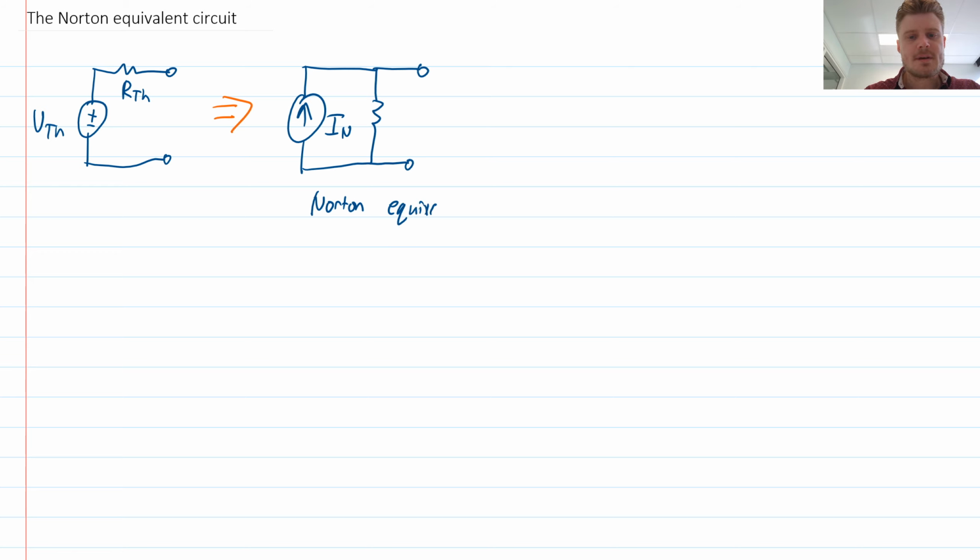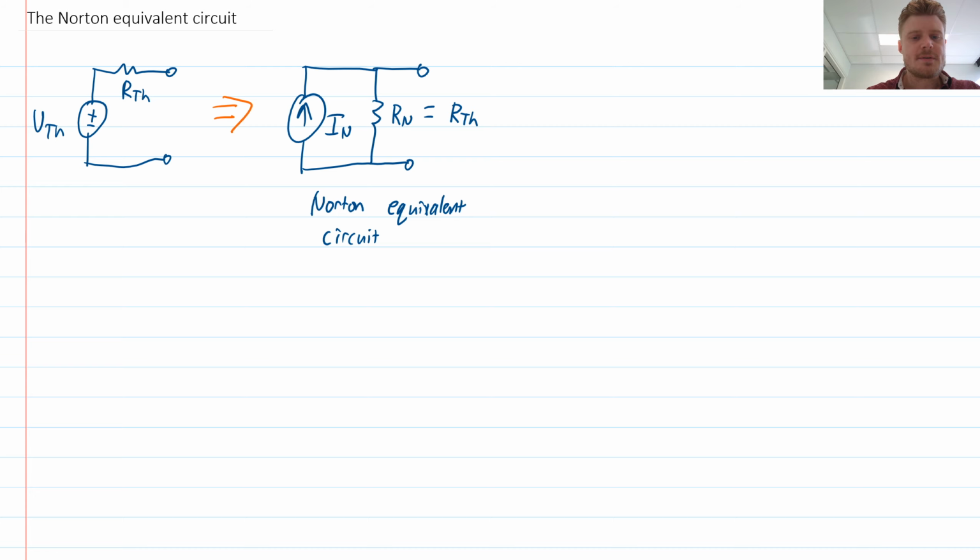And in particular, we label the current source as IN for the Norton current, and we label the resistance as RN for the Norton resistance. And of course, we know from the rules of source transformation that the Norton resistance must be equal to the Thevenin resistance. So all the tools that we just learned for how to calculate a Thevenin resistance will also continue to apply here for these Norton equivalent circuits.